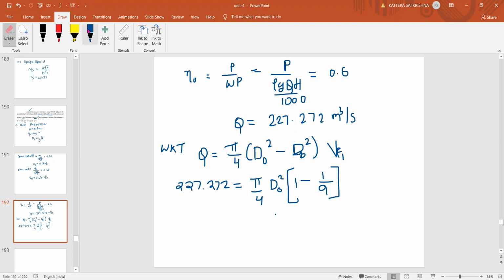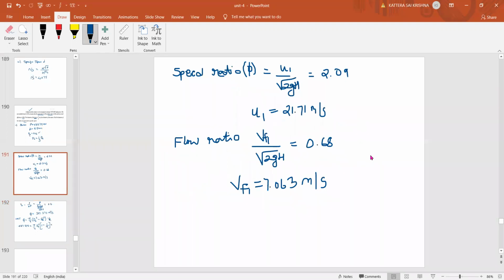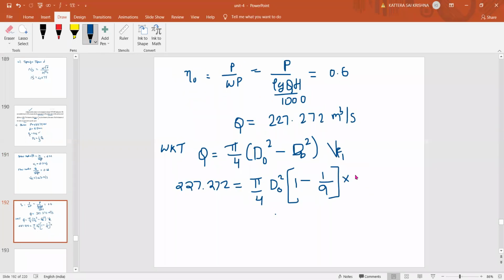And what is the value of Vf1 we calculated? 7.063. So from this, first D naught square will come, then you find the square root of that to get D naught. D naught is 6.789 meters. So we found D naught.